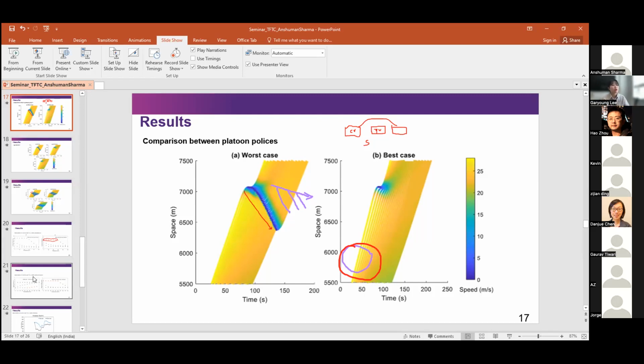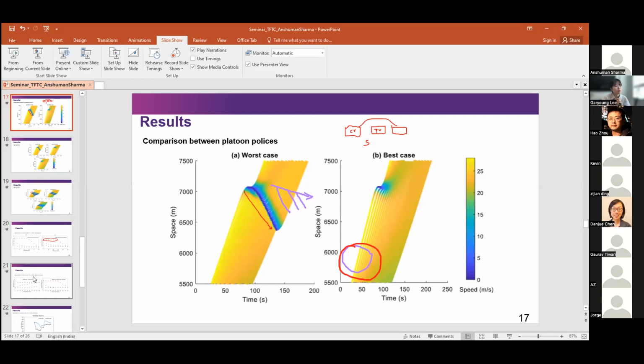So if I talk about it, if we put all the human drivers at the back of the platoon, what happens is the CVs were able to decrease the shock soon, so that that shock is not transferred to human drivers.